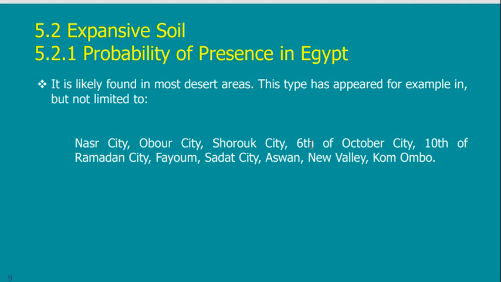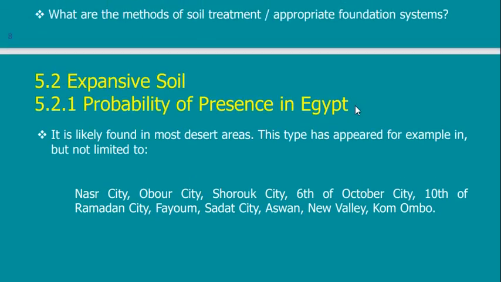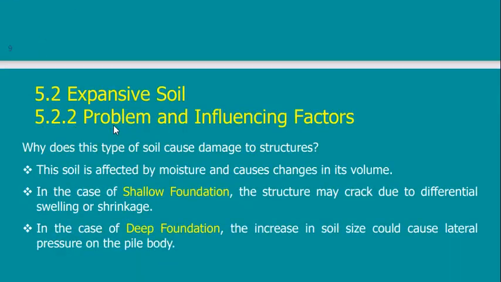But lately, they started to have new cities. These new cities are big cities at new locations around Cairo. Nasr City, Obour City, Shorouk City, all of these are new locations. Why this happened, we will discuss after studying also the collapsible soil.